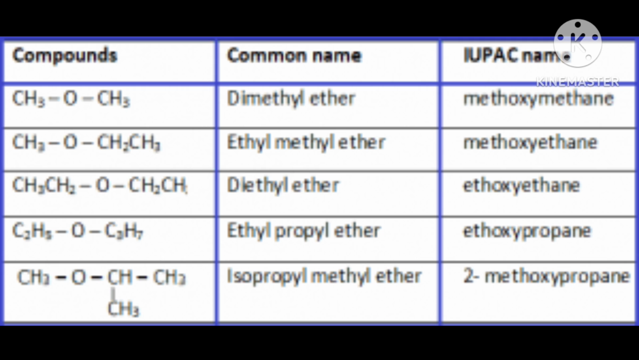And what will be the IUPAC name? The IUPAC name is benzene-1,2-diol. Two OH, two alcohol groups are there. Then benzene-1,2-diol. Before 1,2 you have to write the dash, then you have to write diol.